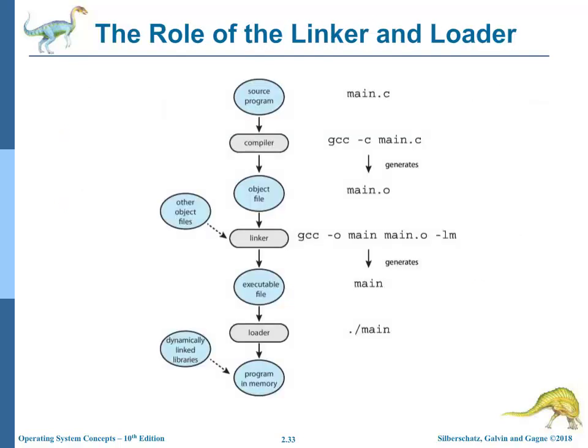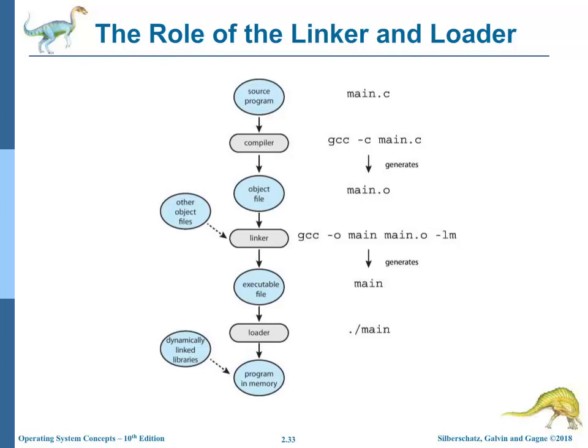In this figure, we can see we have a C program called main.c. So this is the source program. And then we call the compiler, so we use the gcc command, gcc -c main.c. Then it will generate the object file main.o. Then we call the linker, which is gcc -o main main.o -lm. It generates the executable file main, because in the linker phase, we need to link other object files.